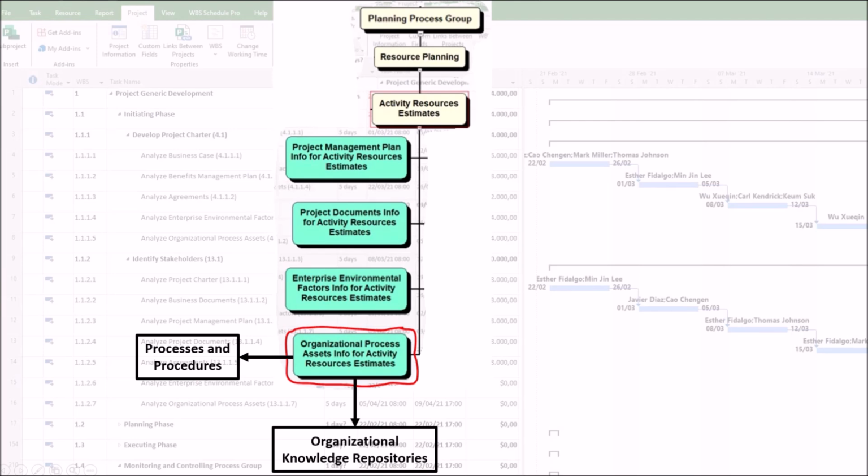2. Organizational knowledge repositories. Historical data on resource effort from past projects. Lessons learned inform estimates with actual data. Helps avoid past mistakes in resource planning.